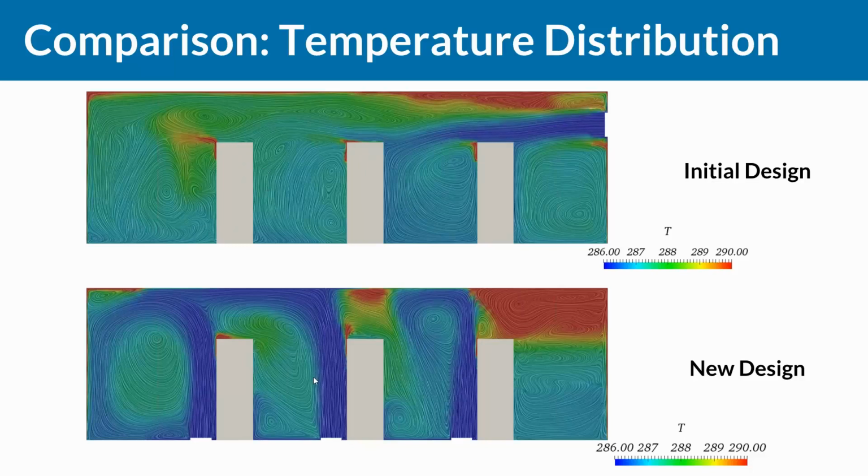But with the new design, we can see that we have almost the same distribution of temperature all over the three different rows, and this will help us get better, more efficient cooling all over our room.